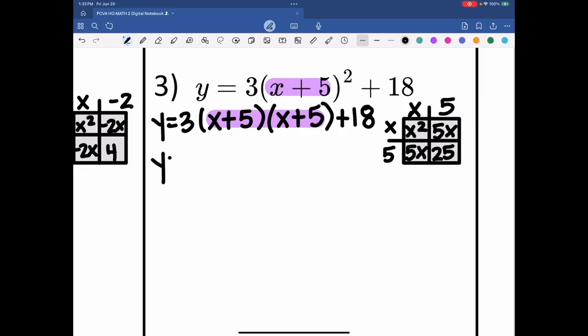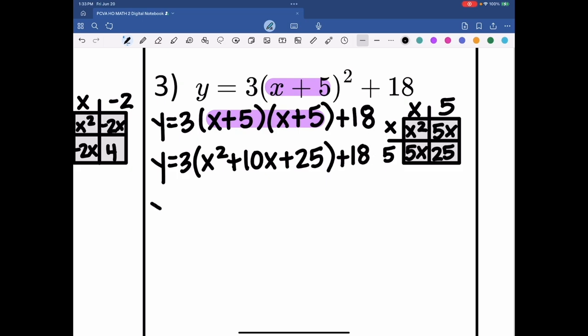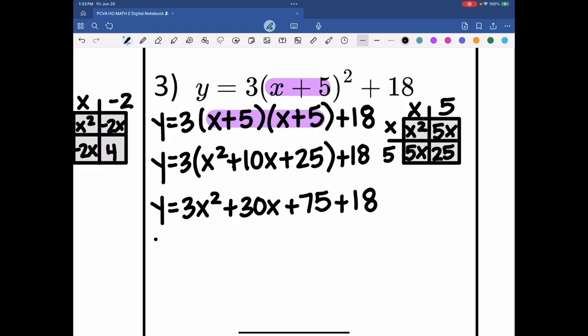So that's going to give me 3 times x squared, and we're going to combine like terms to make that 10x plus 25. And then plus 18. And then we're going to distribute. So 3 times x squared gives me 3x squared. 3 times 10x is 30x. And 3 times 25 is going to give me 75. And then we're going to combine those last two numbers. That's going to give me 3x squared plus 30x, and then 75 plus 18 is going to give me 93.